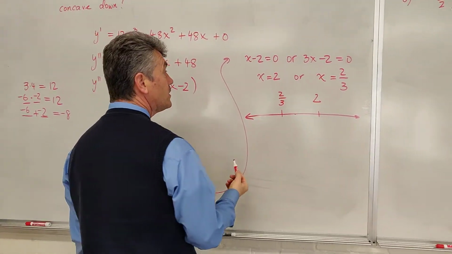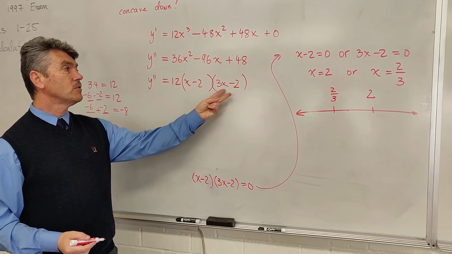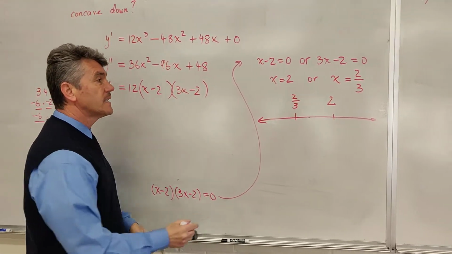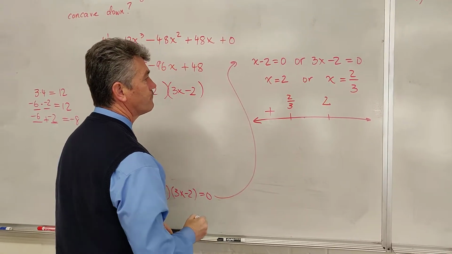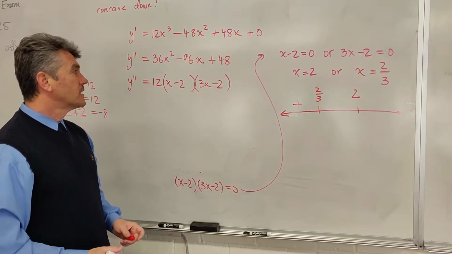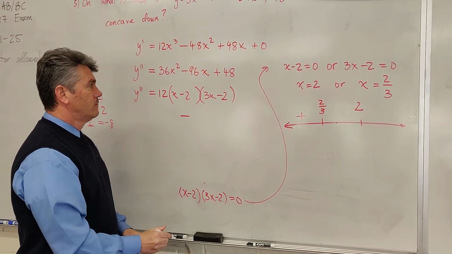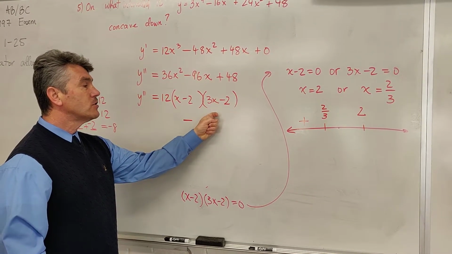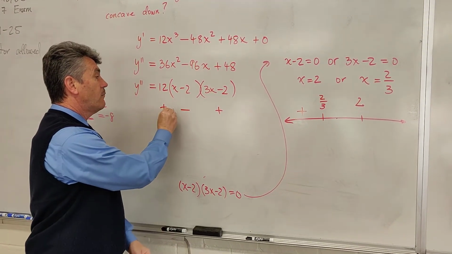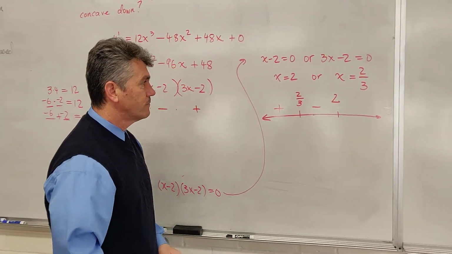So, let's use a number such as 0. 0 minus 2 is negative 2. 0 minus 2 is negative 2. A positive times a negative is a positive. A number between 2/3 and 2 is a number like 1. 1 minus 2 is negative. 3 minus 2 is positive. 12 is positive. A positive times a negative times a positive is a negative.